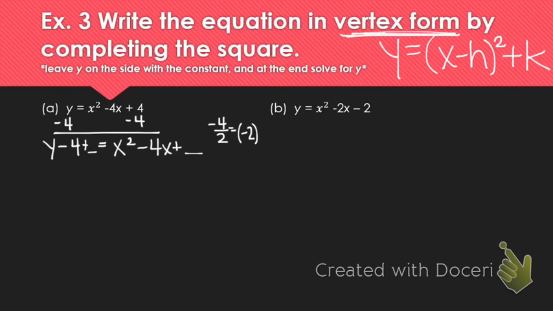And what do I do with the negative 2? Square it, which gives me 4, positive 4. So I add 4 to both sides, okay? So what is negative 4 plus 4? 0. Do I need to write down a 0? No, I do not. So y equals, now what am I supposed to do to the trinomial on the right? Square.